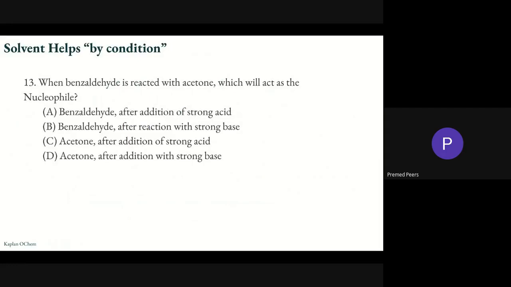Here I'm going to have another question that I extracted because it is a prime example to illustrate how the solvent helps or does not help. I will also give you guys 2 minutes to work on this one.